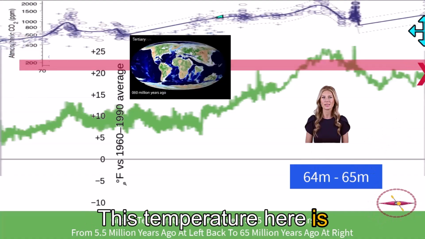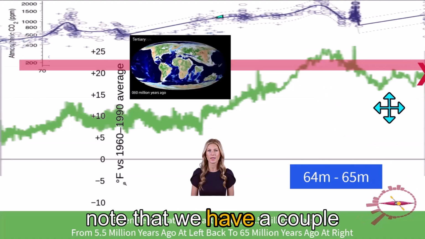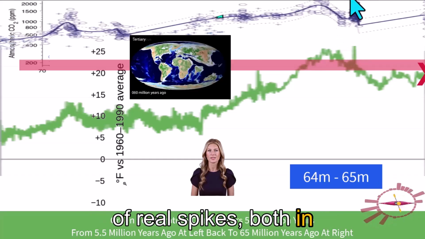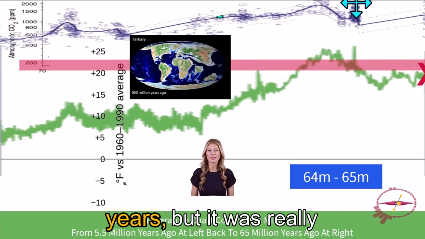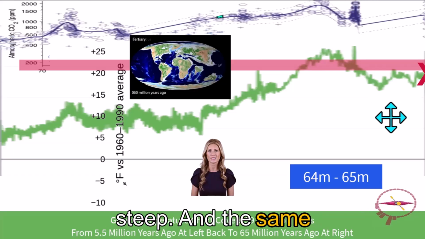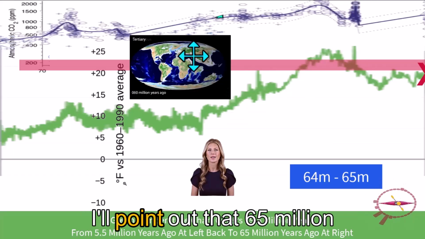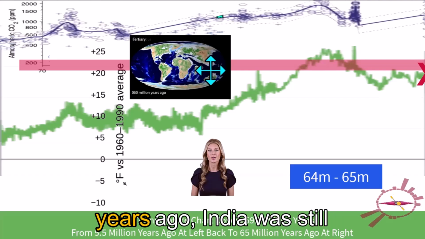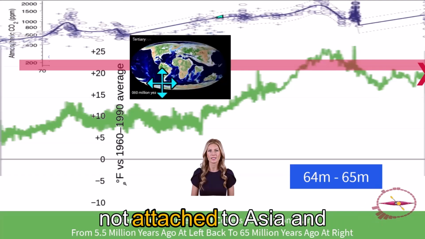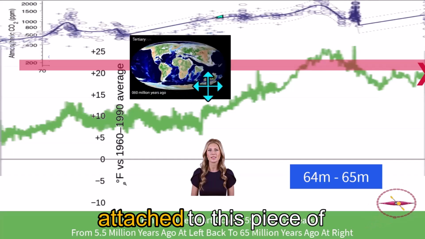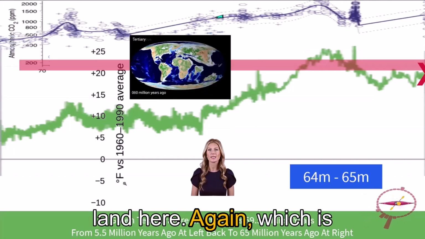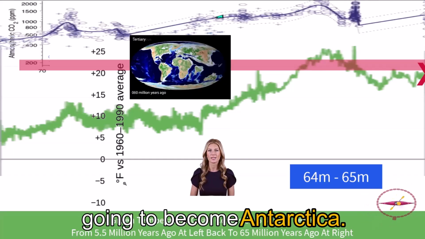This temperature here is this CO2 here. And you'll note that we have a couple of real spikes both in temperature and CO2. This one lasted a few million years, but it was really steep. And the same happened with CO2. Again, I'll point out that 65 million years ago, India was still not attached to Asia, and Australia and the tip of South America were still attached to this piece of land here, again, which is going to become Antarctica.